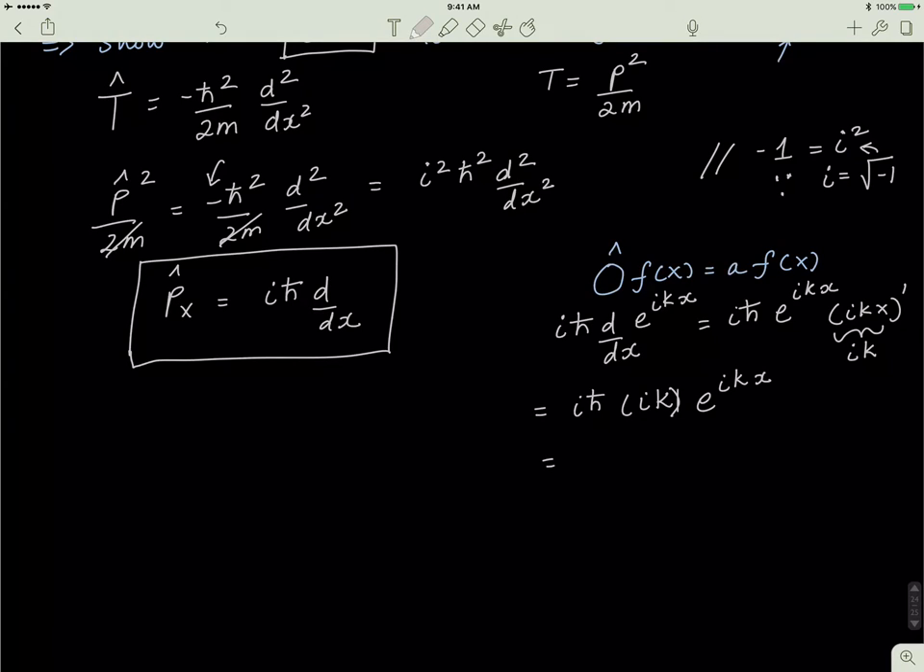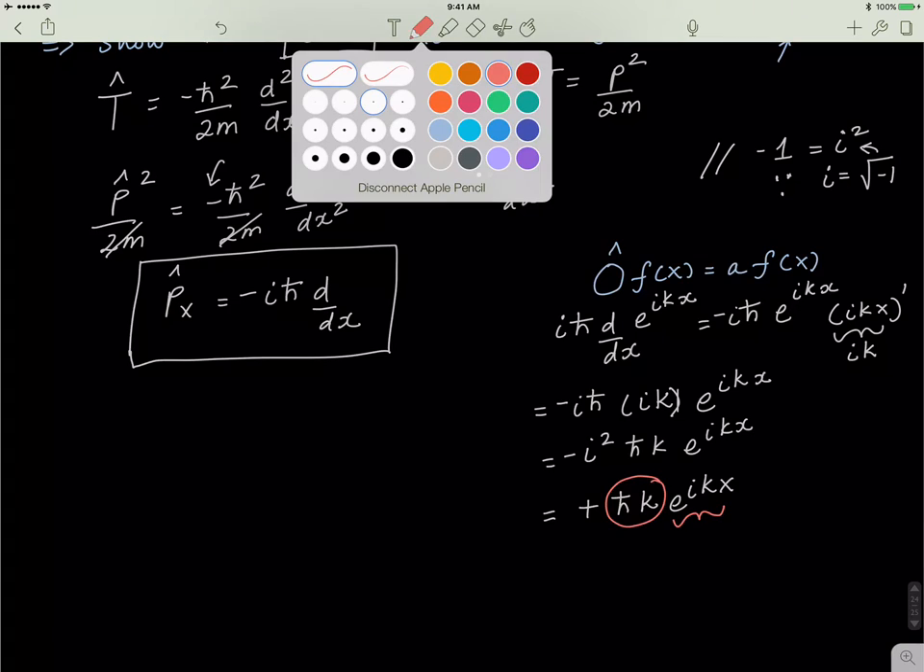So we can simplify this a little bit to get i squared h bar k. I'm so sorry, but what I did is I forgot a negative sign here. Okay, so there's a negative sign there, negative i h bar d over dx. So don't forget that negative sign. There's a negative here, there's a negative here, there's a negative here. So i squared itself is equal to negative 1. So negative 1 times negative is just equal to positive h bar k e to the exponent ikx. So the eigenvalue is this. And this is, of course, the eigenfunction of the momentum operator.